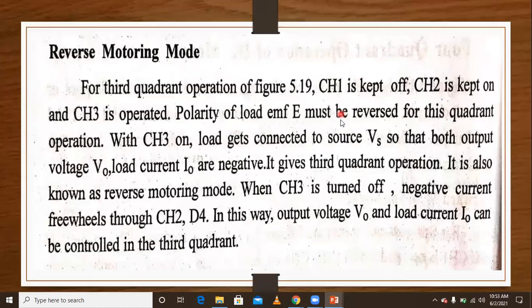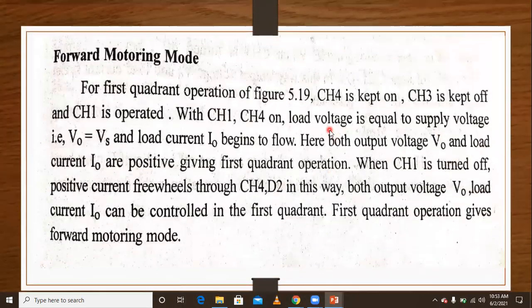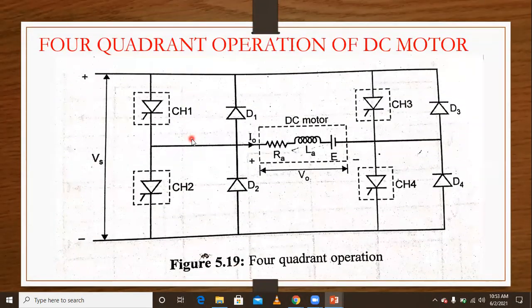In this forward motoring mode, first quadrant operation, chopper CH4 is kept on and chopper CH3 is kept off. These are control devices.